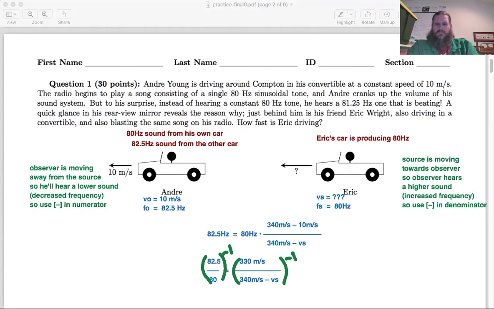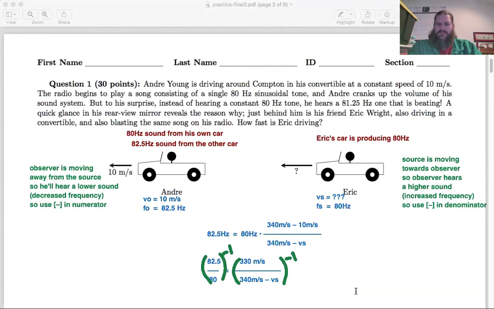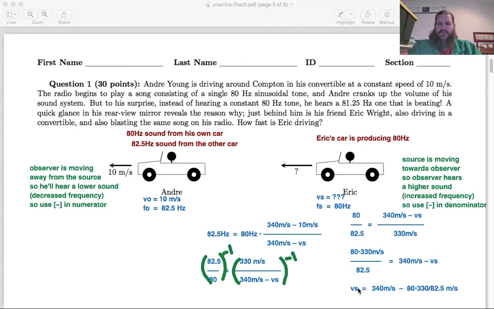Yeah, that's nice. And you still have a negative on the v sub s, but that's going to be negative 340 meters per second plus 80 times 330 over 82.5 meters per second. Then we can just multiply both sides by negative one, and that'll turn the negative into a positive and turn the positive into a negative. So 340 minus 80 over 82.5 times 330.